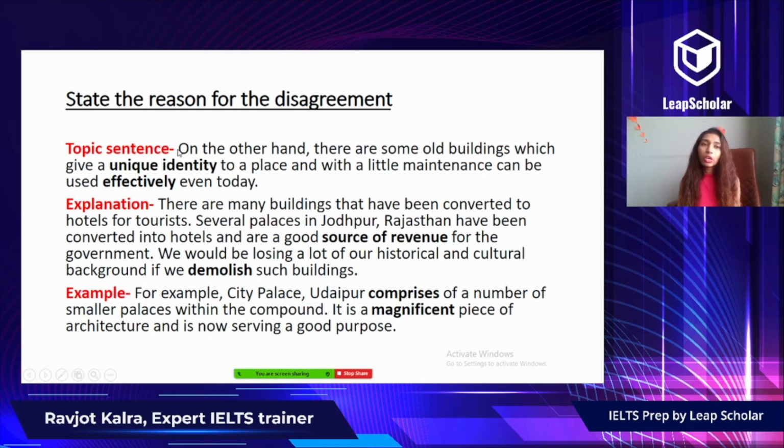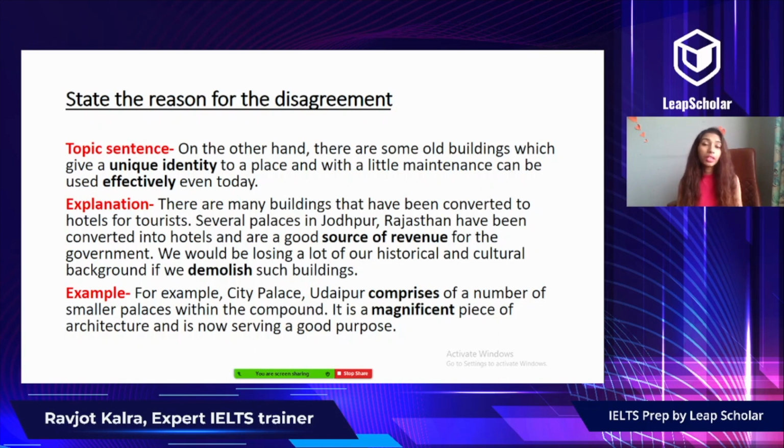So the disagreement talks about the topic statement. Again, on the other hand, there are some old buildings which give a unique identity to a place and with a little maintenance can be used effectively even today. Explanation says there are many buildings that have been converted to hotels for tourists. Several places in Jodhpur, Rajasthan have been converted into hotels and are a good source of revenue for the government. We would be losing a lot of our historical and cultural background if we demolish such buildings.